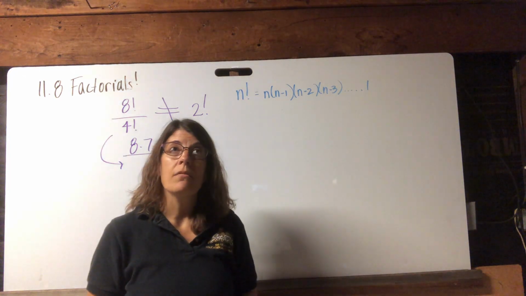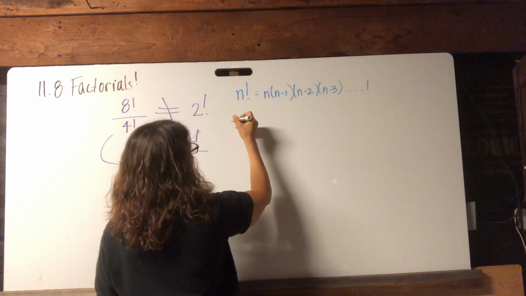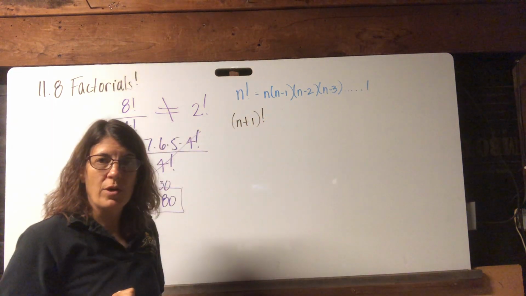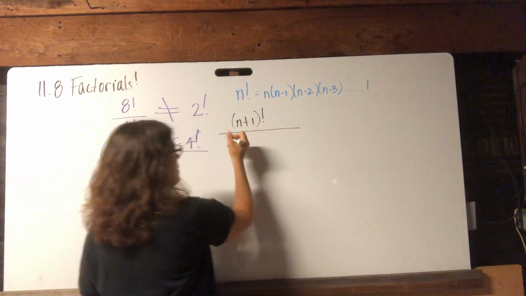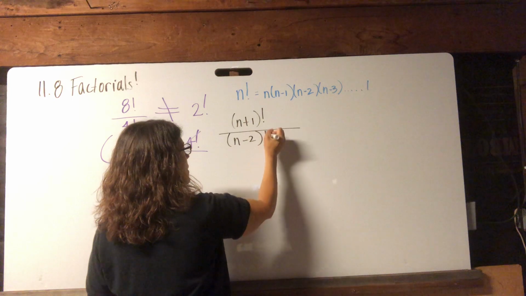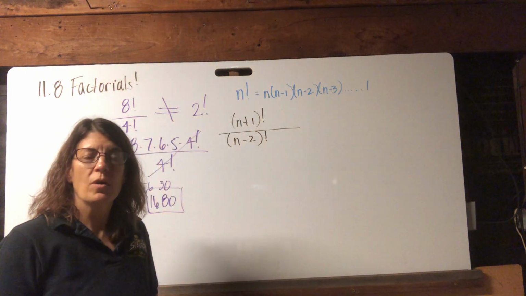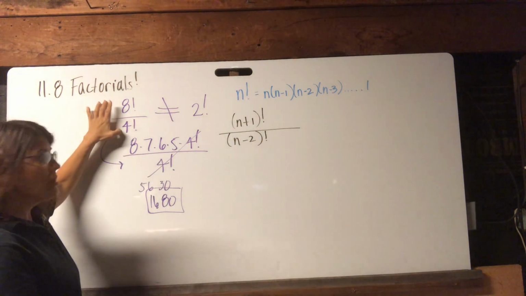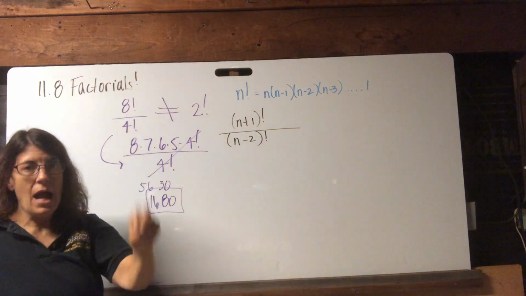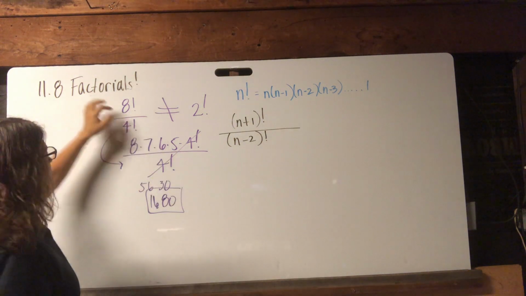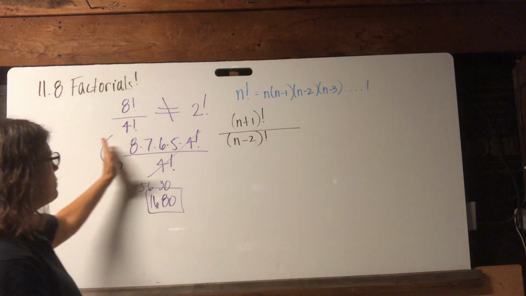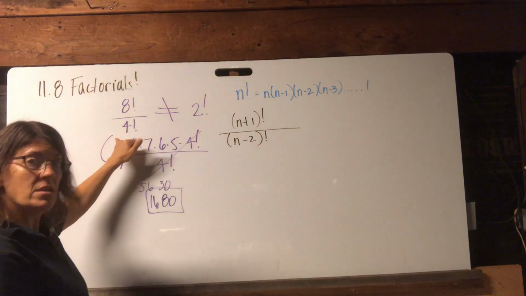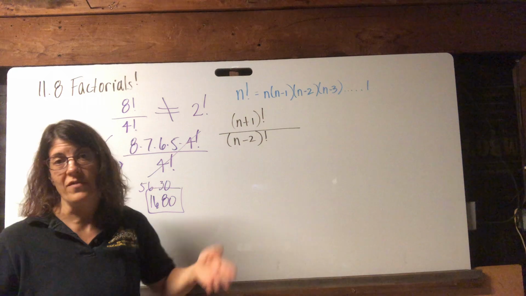All right, so let's look at something like (n plus 1) factorial over (n minus 2) factorial. Let's wrap our brain around something. I did 8 factorial over 4 factorial, and I started with 8, which is the larger number, and I simplified it down until I got to 4 factorial. I stopped at 4 factorial because that was the denominator, and then I could reduce and say 4 factorial over 4 factorial is 1.